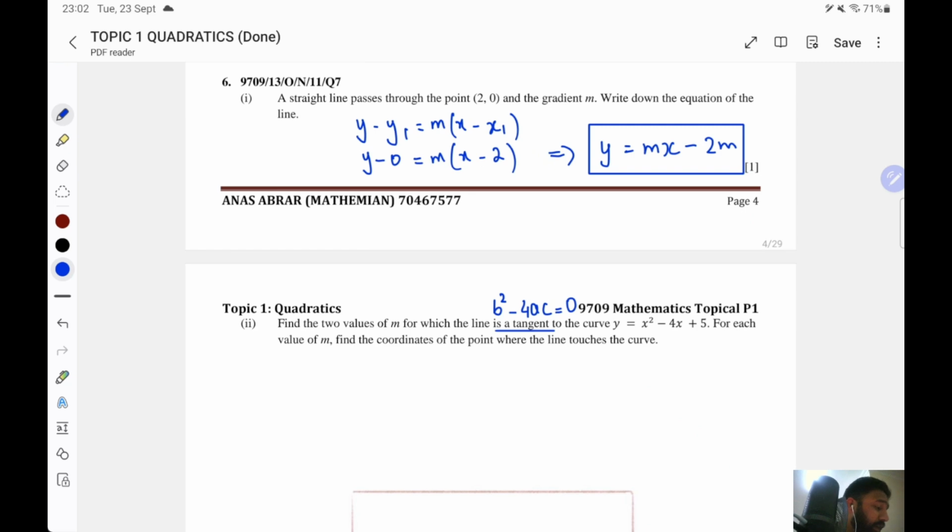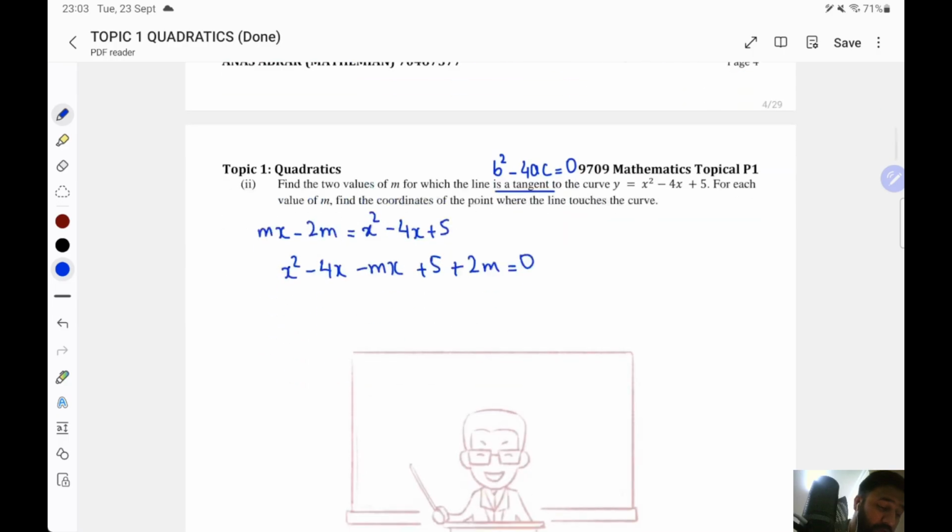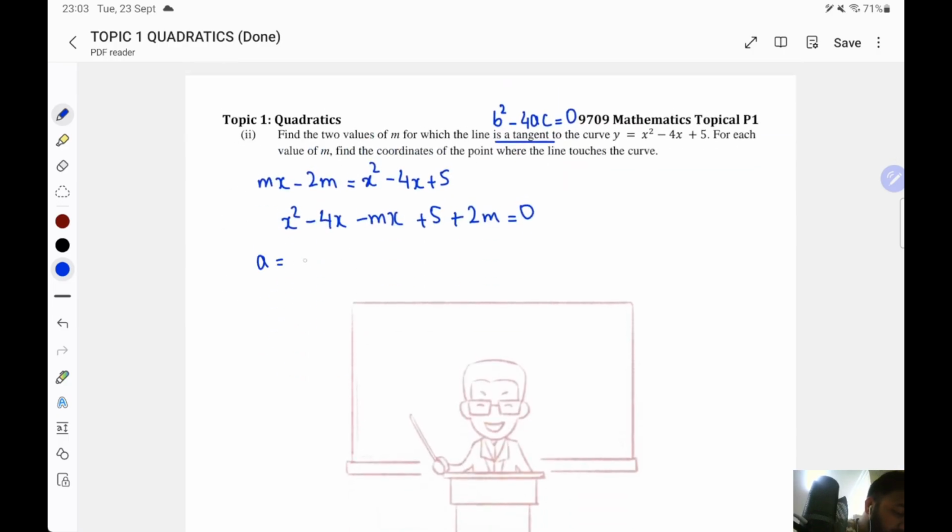So we know that we are going to solve both the curve and the line simultaneously. We are going to put them both equal to each other. The equation is mx minus 2m, and it is equal to x square minus 4x plus 5. We'll simplify: x square minus 4x minus mx plus 5 plus 2m is equal to 0. We know that the coefficient of x square is 1, the coefficient of x is minus 4 minus m, and the value of c is 5 plus 2m.